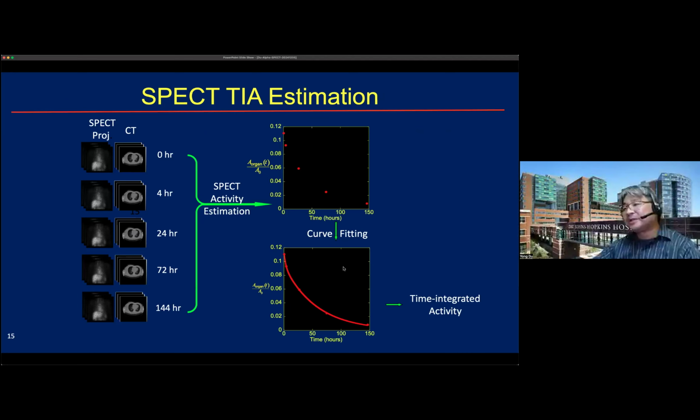And we get this function of time. Then we can do the curve fitting to get the time-activity curve, which we can integrate to calculate the total time-integrated activity in each organ. Then we can do the dosimetry calculation.